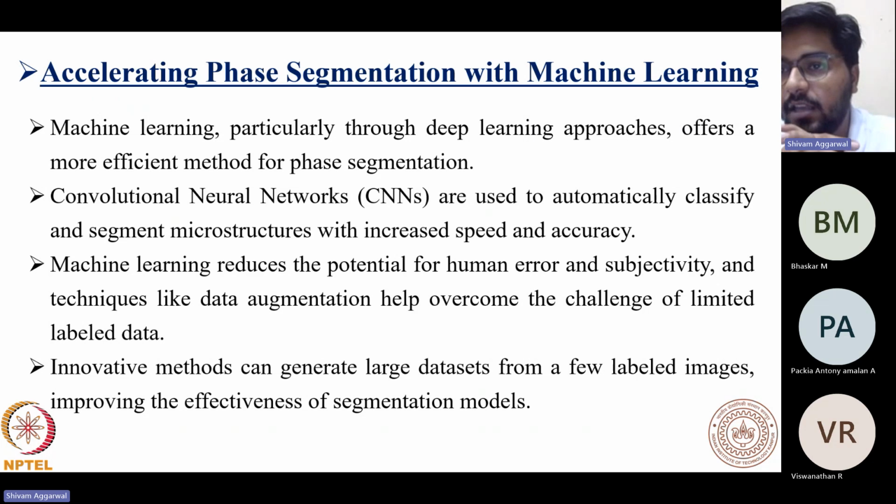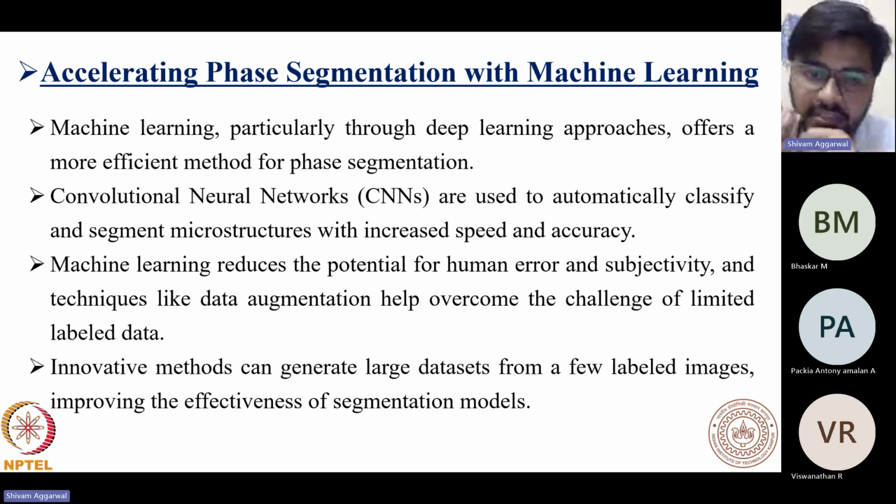Especially if I talk about machine learning in image processing, that would be deep learning approaches. They offer very good phase segmentation. Maybe all of you have heard about CNN, convolutional neural networks. They are generally used for image processing techniques because they have very good accuracy in image processing, like the segmentation of images, so they can be used.